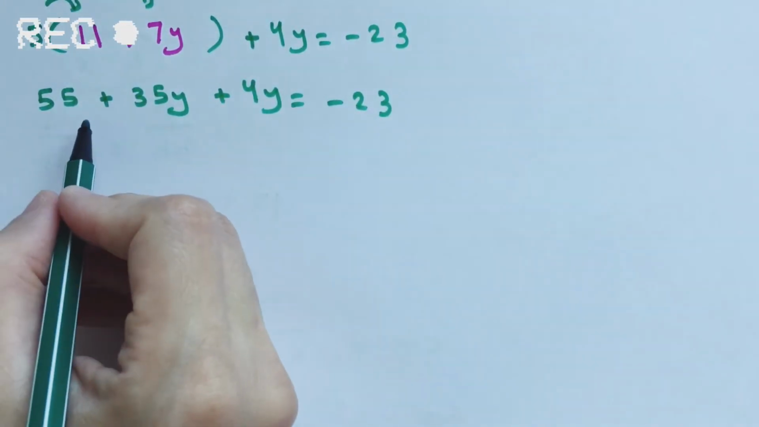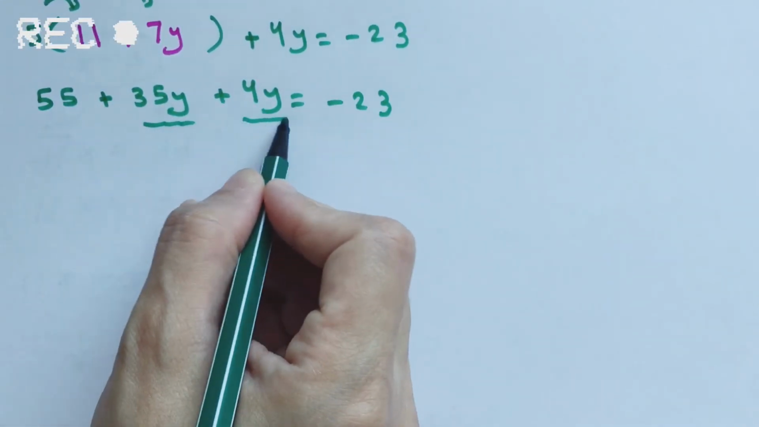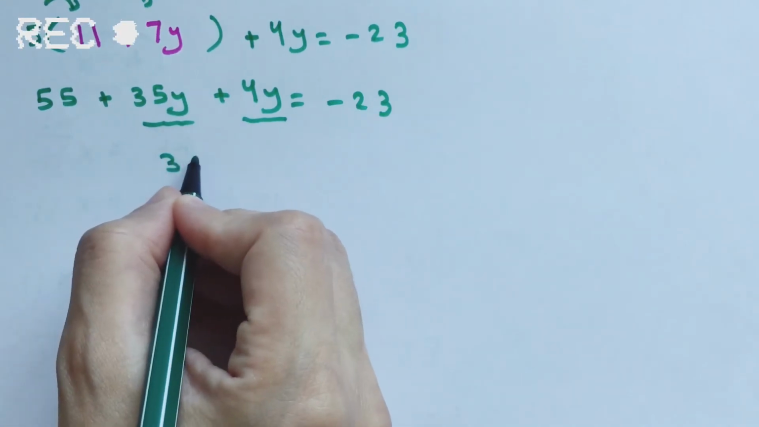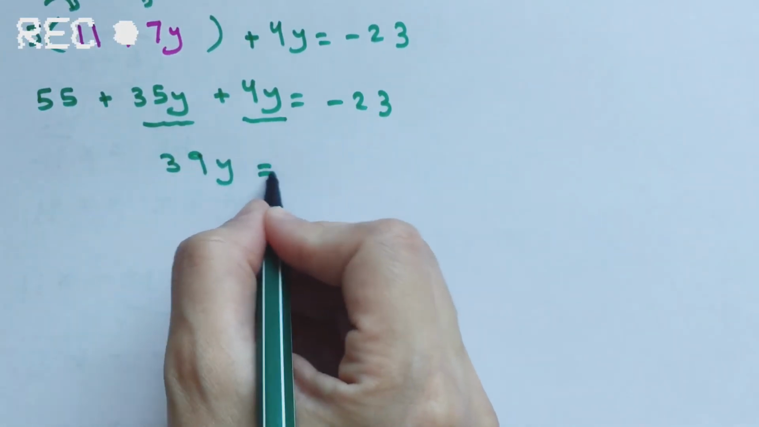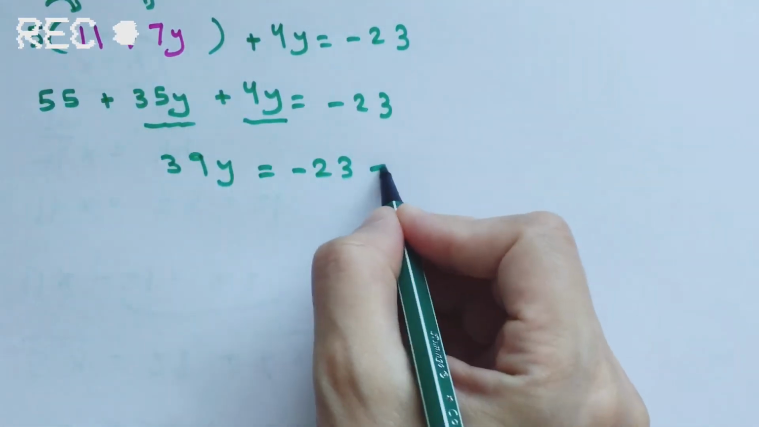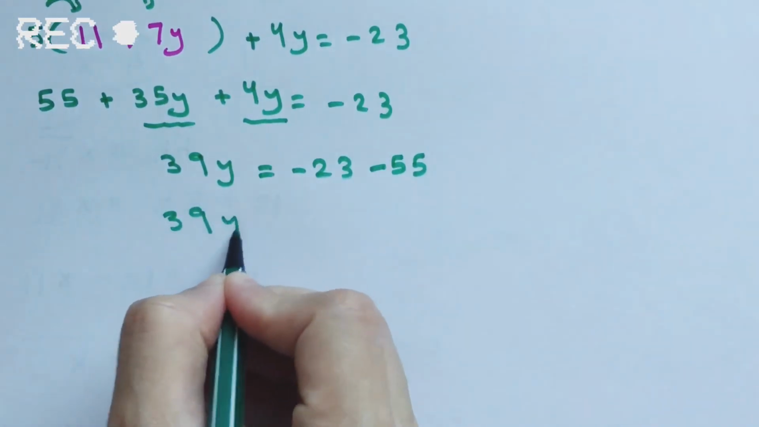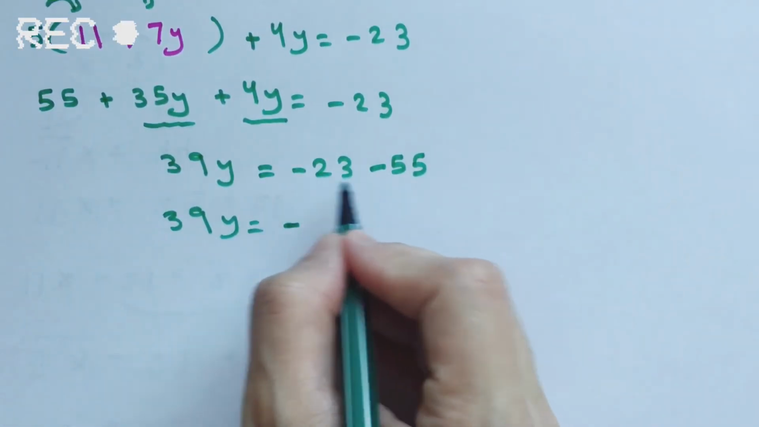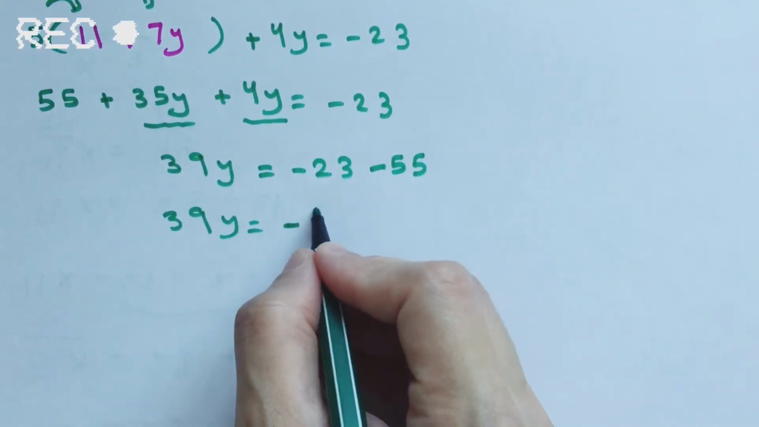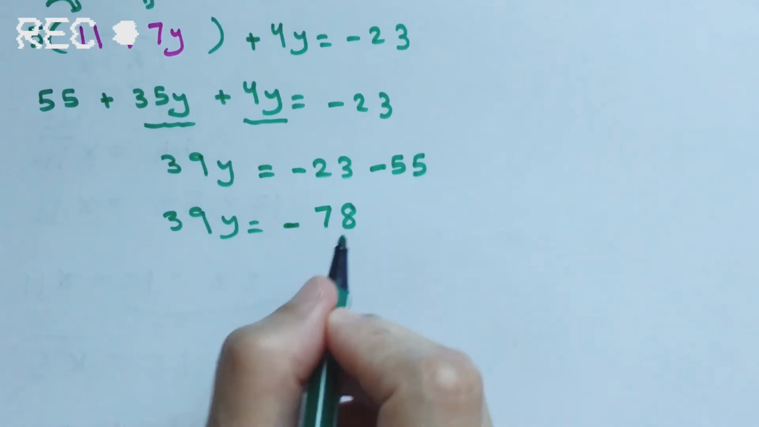Okay, now 35 plus 4y, I will add these two together because they are like terms, y and y, so it will be 39y equals negative 23, and I will bring the 55 to the other side, it will be negative 55. So now 39y equals negative, when we have two negatives, we add and the sign will be negative, so it will be negative 87, or 78, sorry, 78.